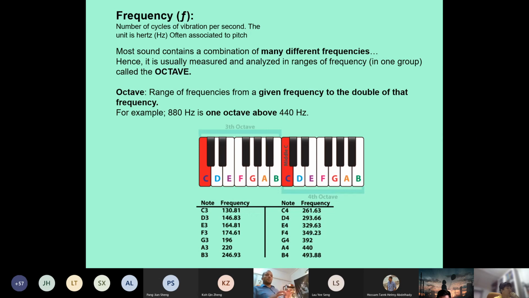So the piano, of course, all these are applied. It's not random sounds, each one. They have a principle. That's why they use octave. So again, octave is a range of frequency from a given frequency to the double of that frequency. I hope this is clear. Is it clear?